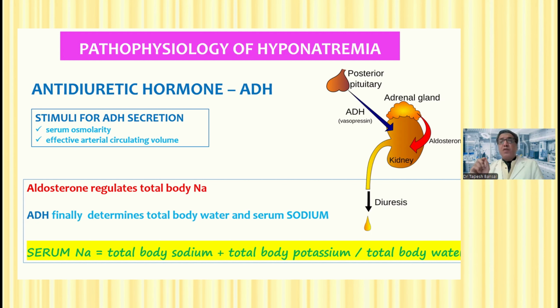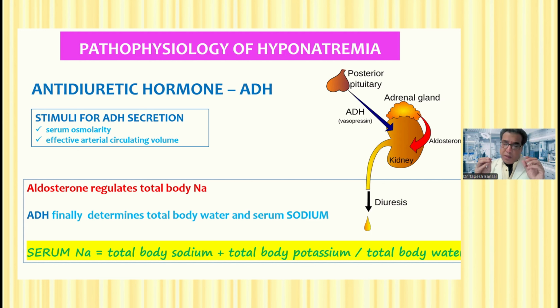Now, what is the formula for serum sodium? Supposing you are asked how to calculate serum sodium, all right? So serum sodium is total body sodium plus total body potassium divided by total body water. That is the formula. Total body sodium is approximately known, and total body potassium also. Potassium is intracellular and sodium is extracellular. And total body water can be calculated to some extent. This cannot be perfect, but you can get an idea.